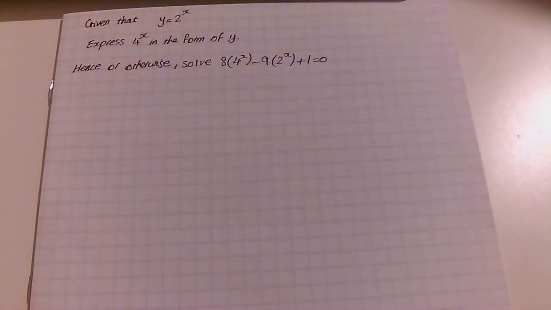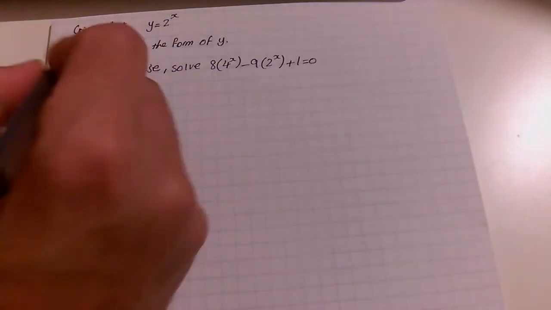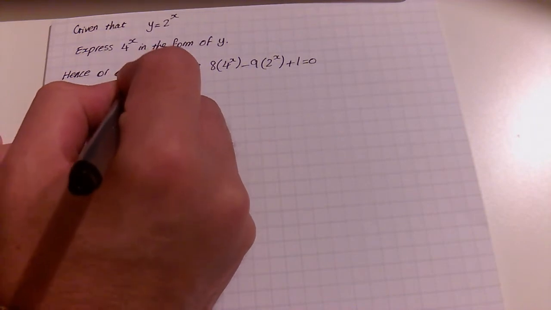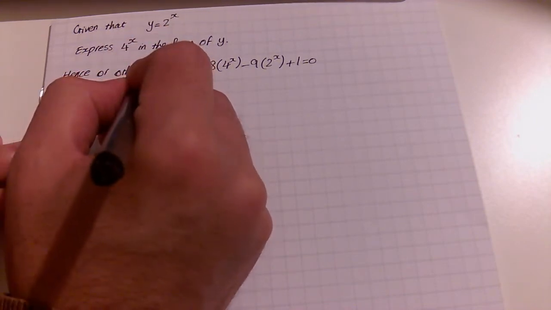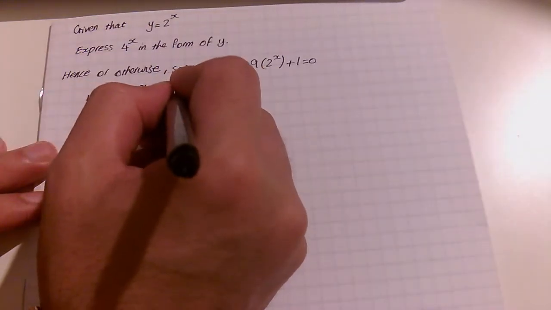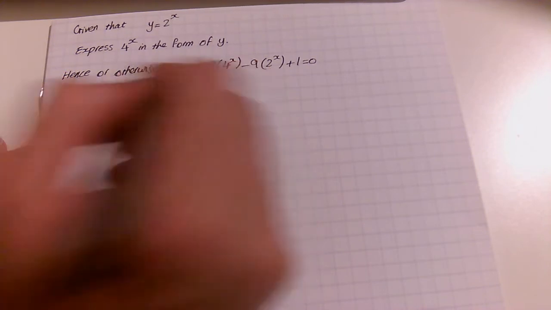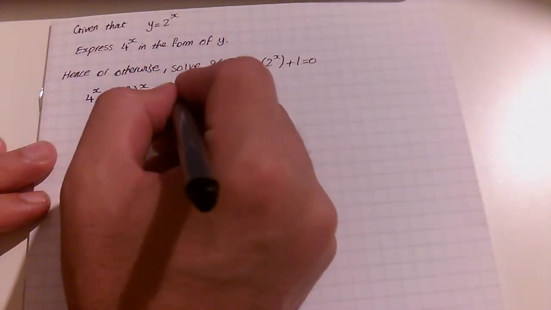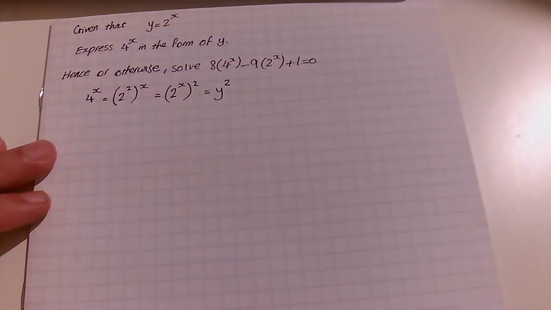Given that y equals 2 to the power of x, express 4 to the x in the form of y. Okay, 4 to the power of x is equal to 2 squared all to the power of x. We could write it as 2 to the x all to the power of 2, which means, since 2 to the x is y, it will become y squared.